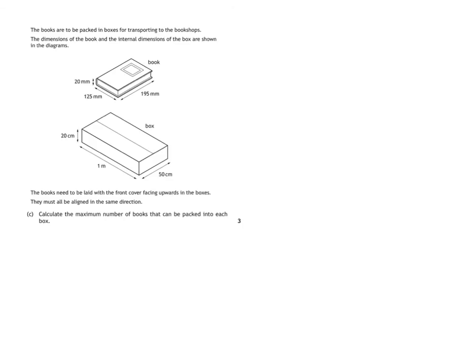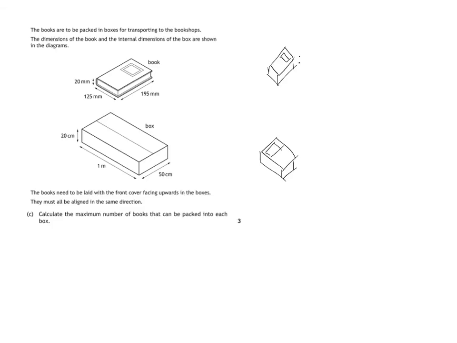So with this, we've got 2 different options. It says that the front cover must be facing upwards in the boxes. So we have 2 different options, which is one with the books in this orientation that I've drawn there. And we also have the option where the books are in that orientation there. So we can rotate them, but we need to keep the cover facing up. In these 2 different orientations, we need to see how many books we can fit inside the box and then make the decision on which one is better.